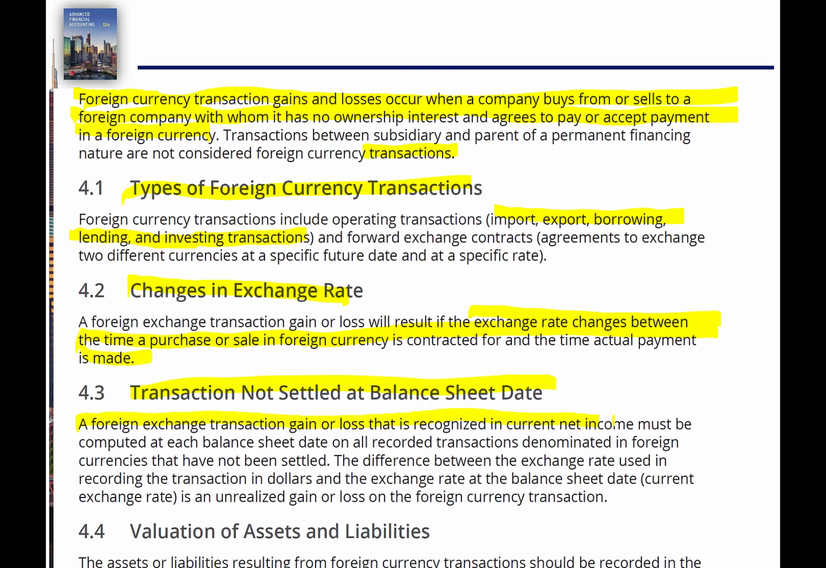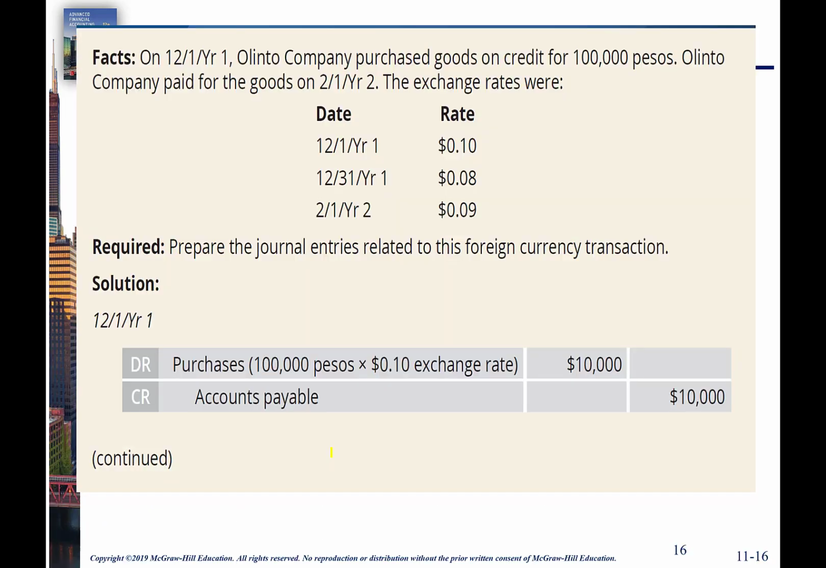or loss that is recognized in current net income as we compare the exchange rates at the date of the balance sheet versus the date of the transaction. Okay, so let's take a look here. I think we see a lot of words there, and then when we look at this example, we're like, okay, that's it. It's pretty straightforward. Okay, so what happens?